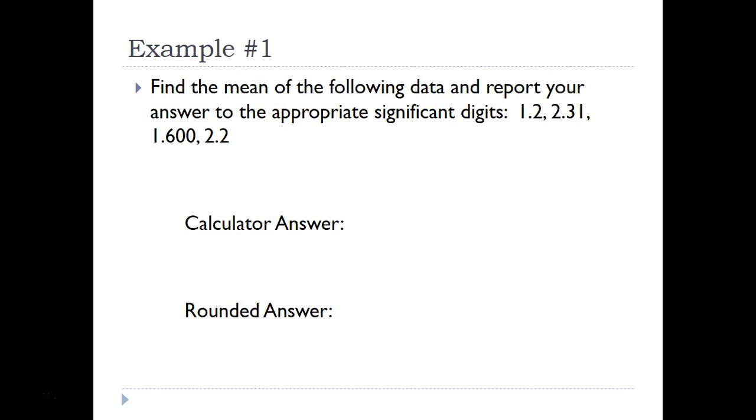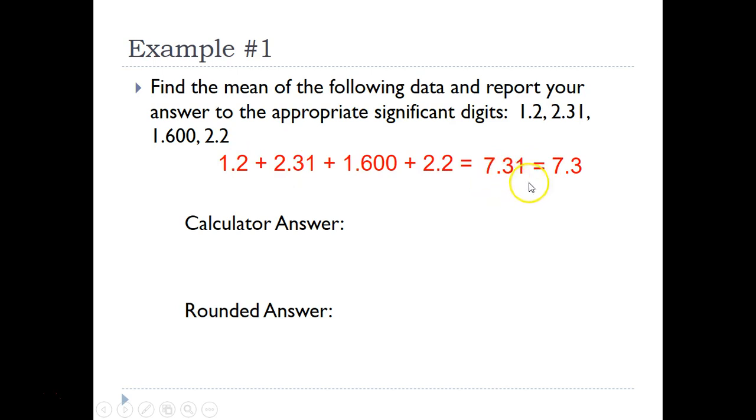Well, to get a mean, I'm going to take those 4 numbers and add them together and then divide by the total number of numbers, so I'm going to divide by 4. So when I do the addition, I have to follow the rules of adding and subtracting. So when I add the numbers together, I have to consider how many decimal places are in each one. The smallest number of decimal places in all 4 of the numbers is 1, so when I get my answer on my calculator at 7.31, I'm going to round that to 7.3.